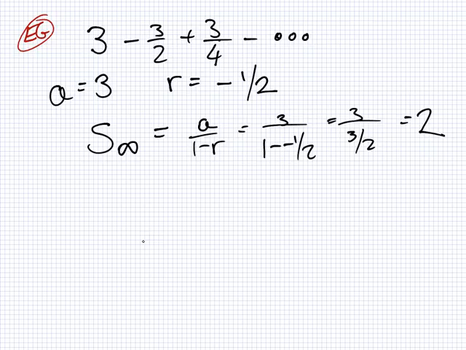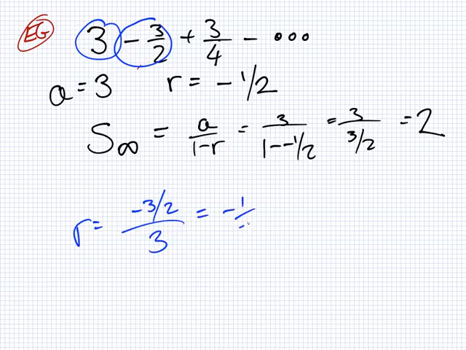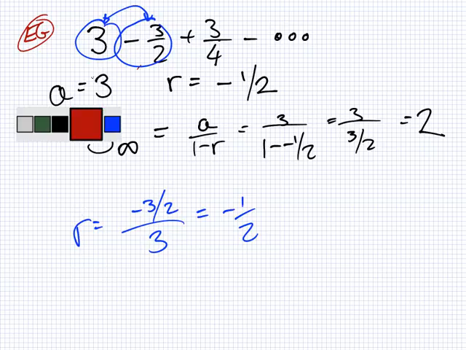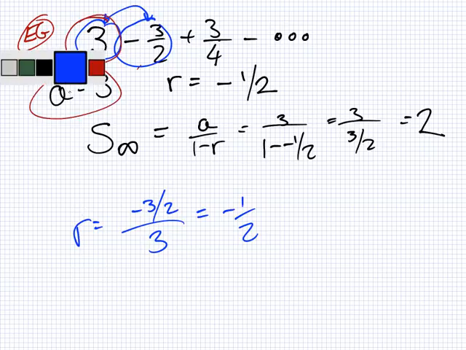The half is the... and the way to get that, you take 2 terms and you just divide them and you'll get the half. So you take 2 neighbours. And the A is always the first term.